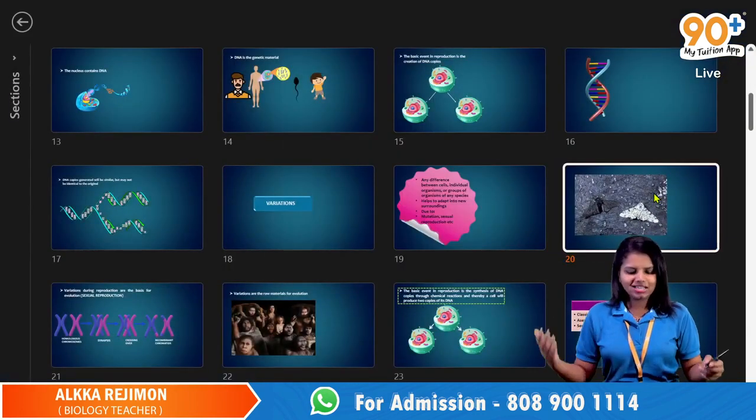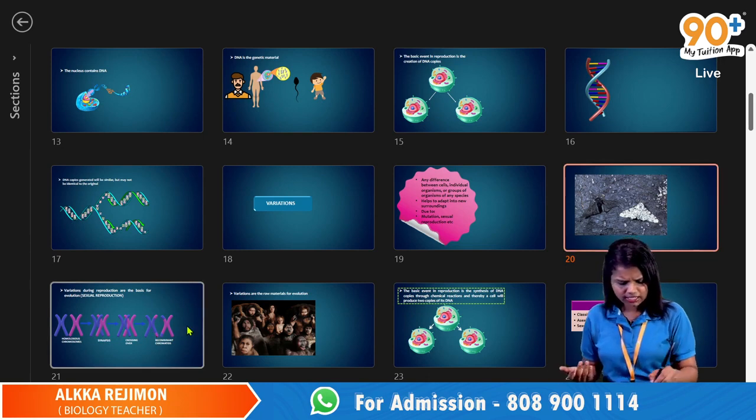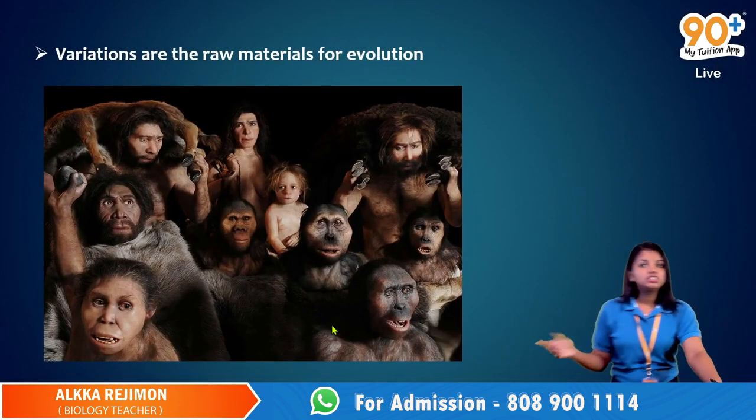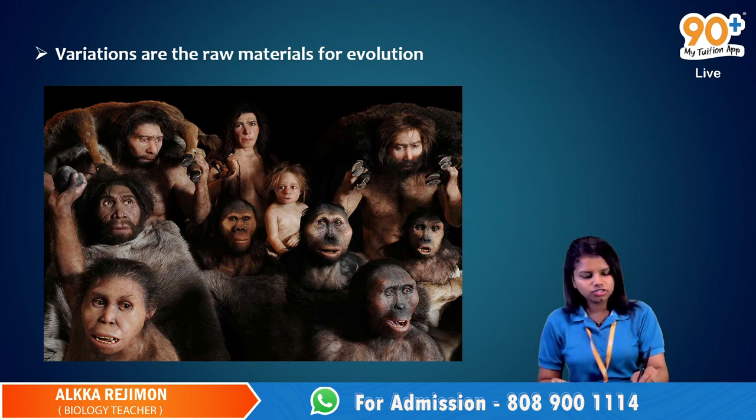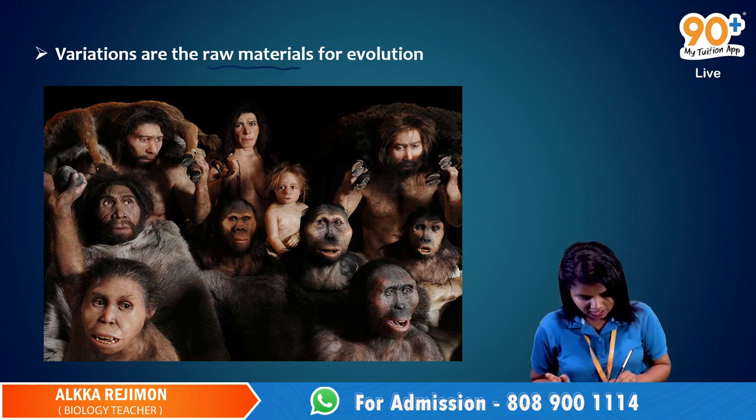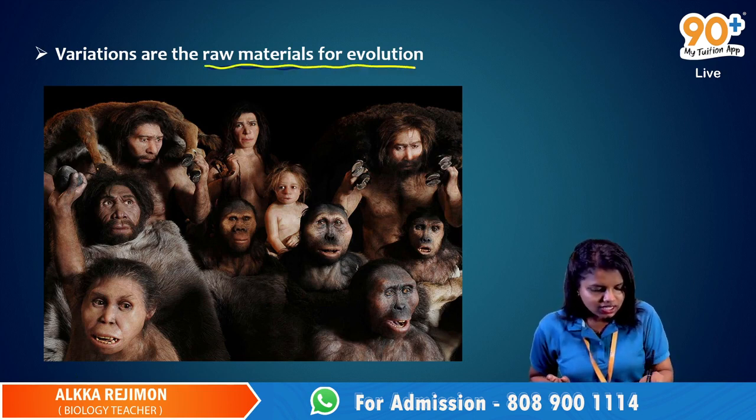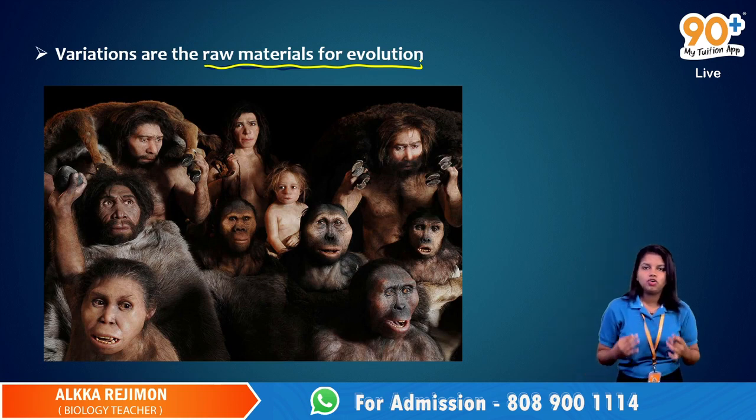So yes, that's an example. And variations are also considered to be the raw material for evolution, which is a very important point. Raw material for evolution.